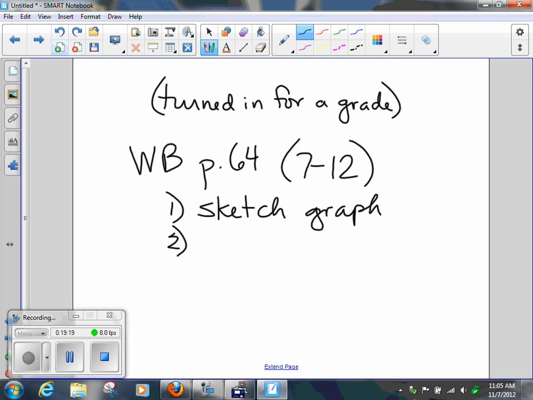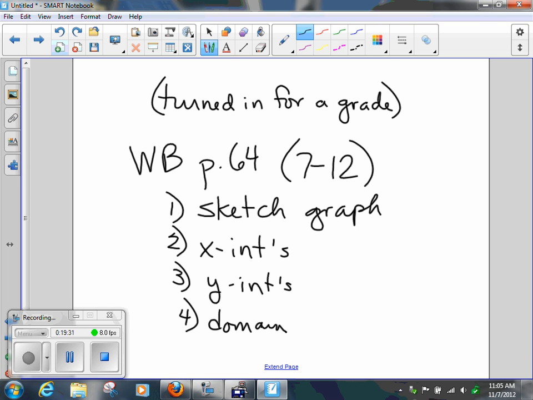Then you're going to find your x-intercepts, your y-intercepts, if they're there, and you're going to find your domain, and you're going to find your range. I would list all 3 ways for your range. It's just setting up good habits for you to know what you're going to see when it comes SOL time.